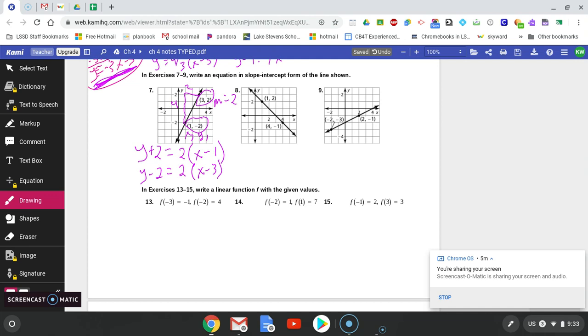And guess what? If you were to simplify both of these using the distributive property, they would turn out to be the exact same equation.